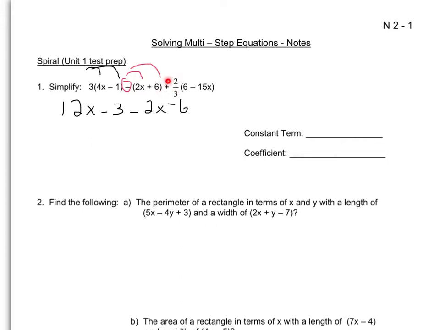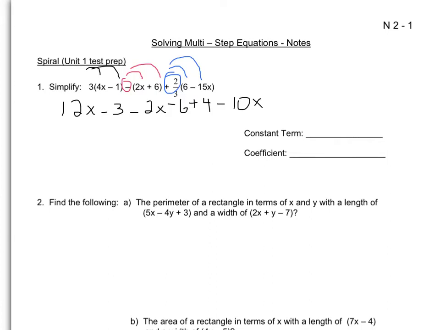And we will distribute this 2/3 here to each term inside of that set of parentheses. So 2/3 of 6 and 2/3 of negative 15. 2/3 of 6 is 4, so we're going to put plus 4. And 2/3 of negative 15 is negative 10, and then it has an x, so we're going to put an x with it.